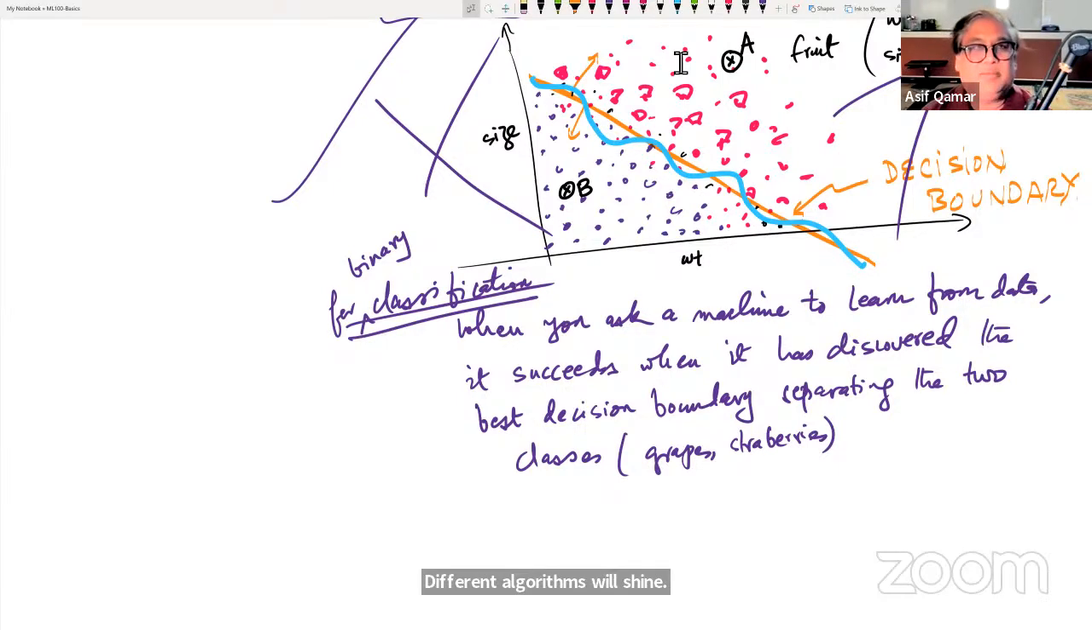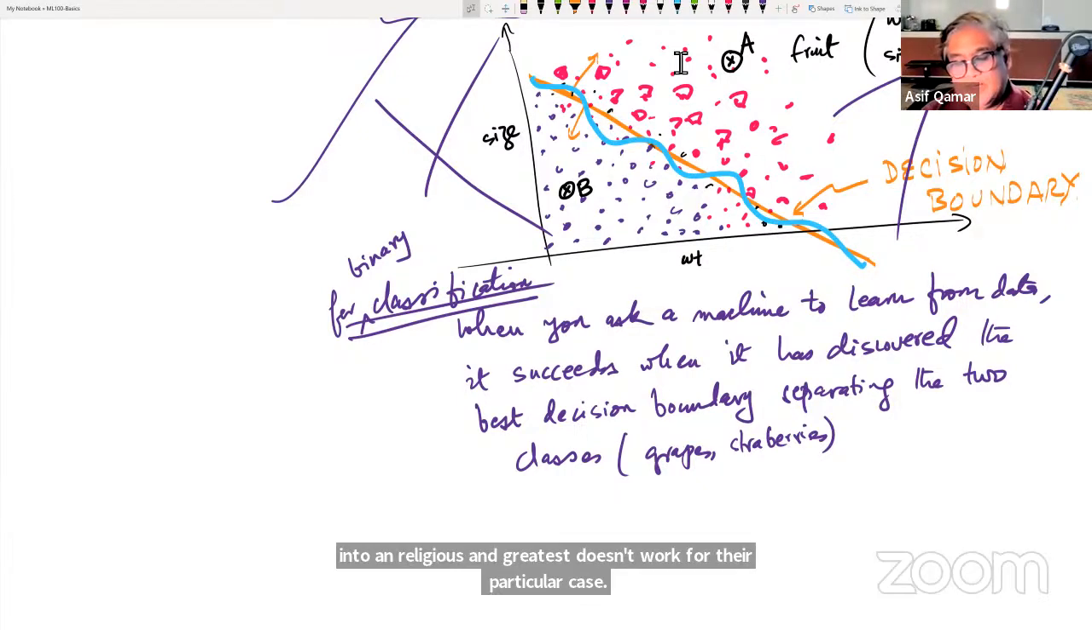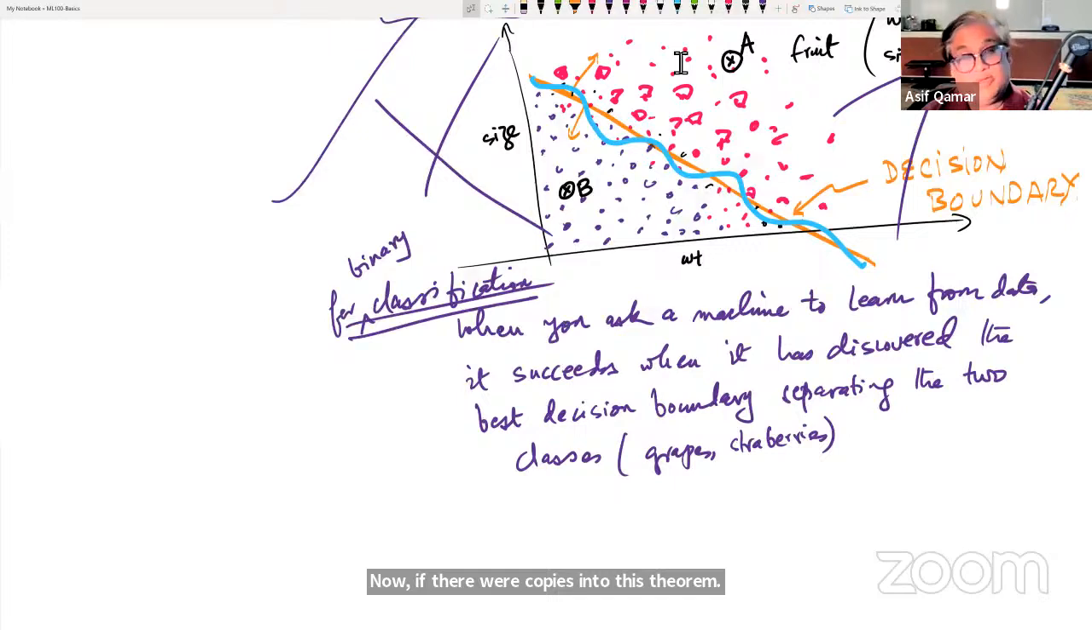People get carried away by the latest and the greatest, and then they go into an angst when the latest and greatest doesn't work for their particular case. Now, if they were cognizant of this theorem, and theorems are theorems, then there's never a veto of it. Once a theorem is proven, it's true for all eternity. It's not to be debated. So the theorem says data decides which algorithm will do best. So know a few algorithms and try them all out and see what works best for your particular situation. So that is about classification and regression.